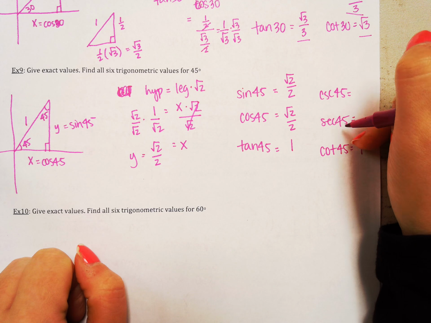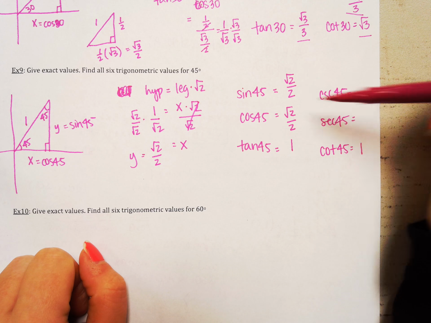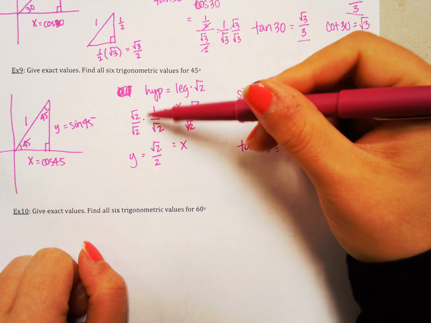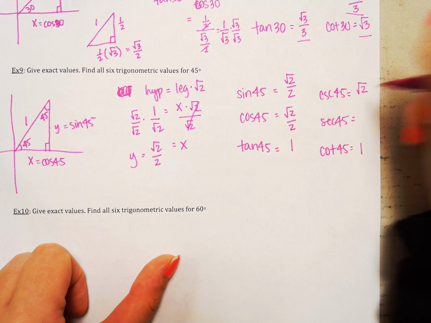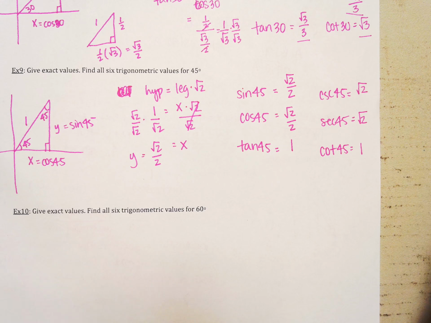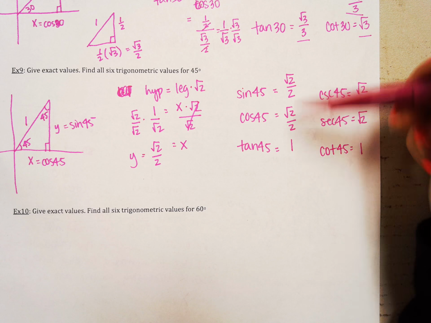My cosecant and my secant, you could flip this and then re-rationalize, but we already rationalized over here, so if I flip that instead, I get root 2 over 1, which is just root 2, and then the same thing for secant. So again, these ratios will also appear in every 45, 45, 90 triangle that you draw in your unit circle. What changes then is the sign, whether these are positive or negative.